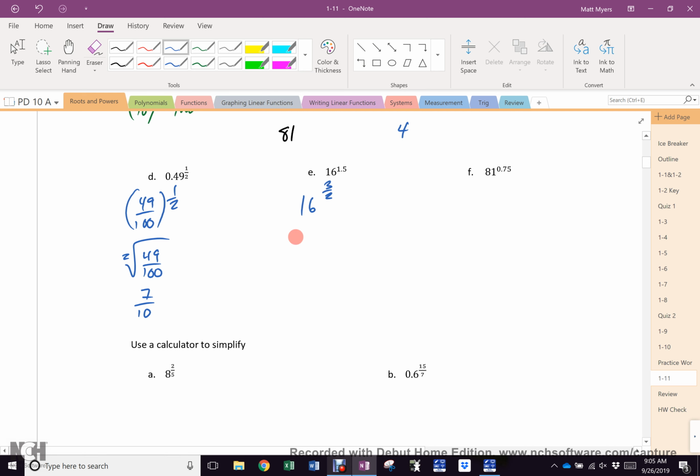Now, that of course is the square root of what? 16 to what power? Third. What is the square root of 16? To the third, which is 64. So RJ, now that you know what to do with that decimal exponent, you're going to do F. Well, not you. Everybody's going to do F.